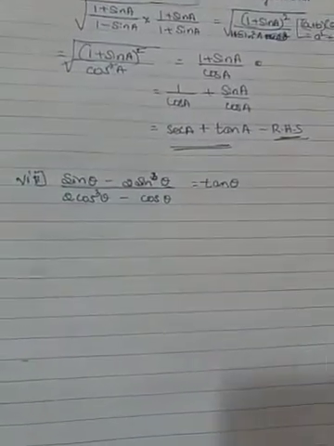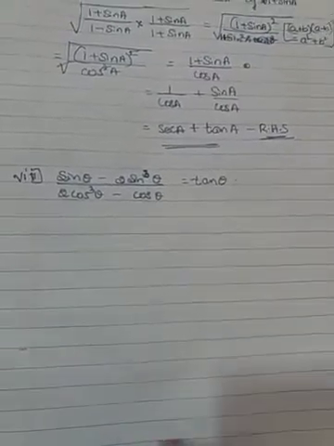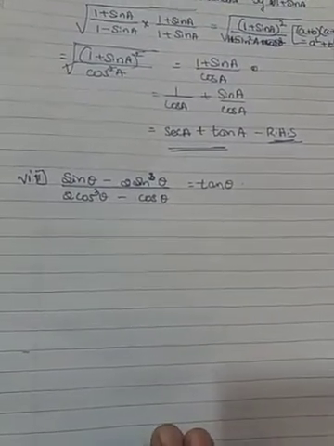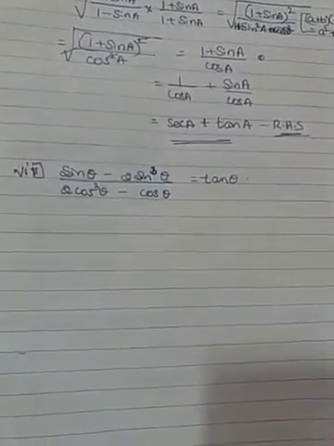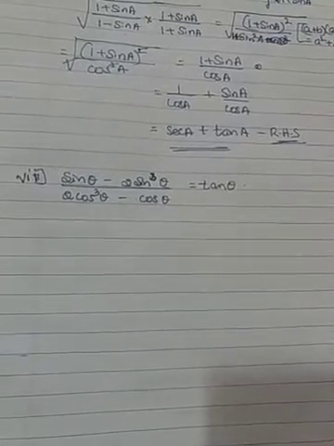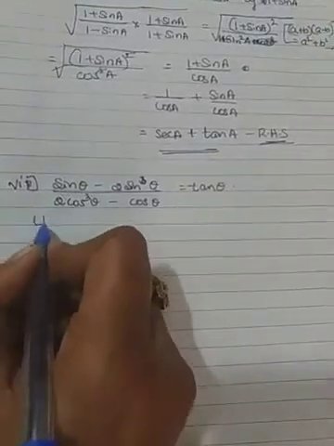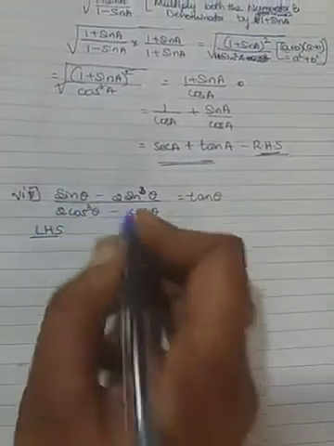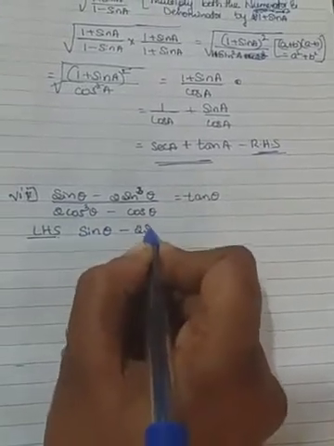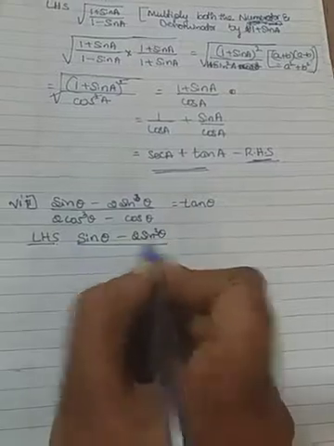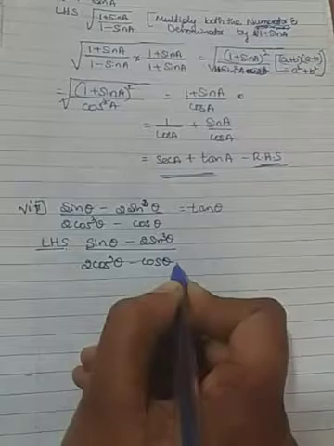Next, we have to move to the 7th sum in this exercise. Sin theta minus 2 sin cube theta, cube it is, divided by 2 cos cube theta minus cos theta equals tan theta. Let us take the LHS for this also. So which is that LHS? Sin theta minus 2 sin cube theta divided by 2 cos cube theta minus cos theta.